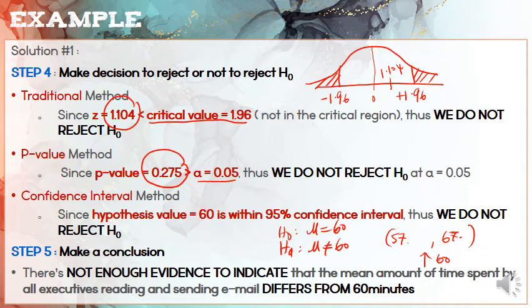Okay. So tadi claim kata different than 60. Tapi kita tak ada enough evidence untuk indicate yang dia berbeza daripada 60. Okay. Mungkin awak masih lagi tak clear. Kita tengok another example.